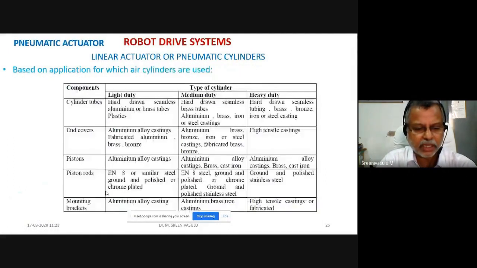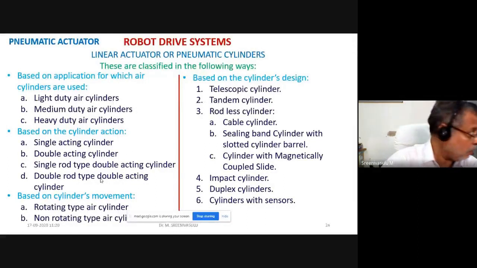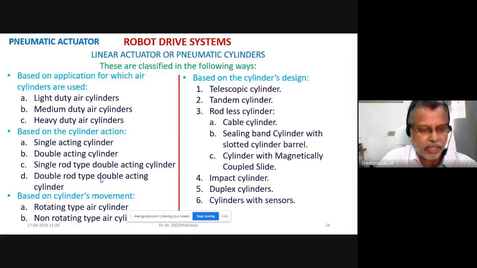based on the cylinder's movement, there are rotating type and non-rotating type air cylinders. They are going to introduce a vane in that. The vane can go on rotating within the cylinder, something like a rotary vane, wherein when the vane rotates, the air being trapped in between, the space, the volume is going to be reduced, and because the volume is reduced, its pressure is going to go on rising. That way you can imagine. That is how rotating and non-rotating types come into the picture.